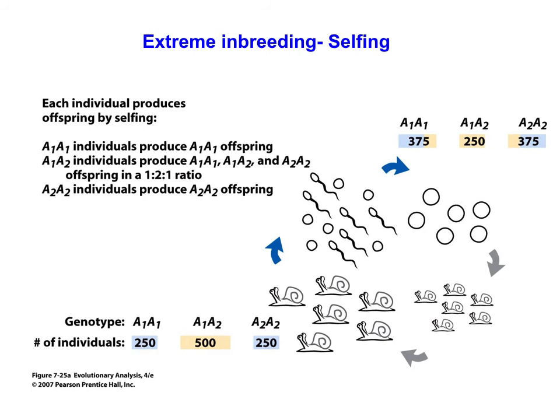A1 allele frequency is 50%, A2 allele frequency is 50%. If you look at the subsequent generation, the allele frequencies are the same. They're both 50%. But what you have changed is the composition of the genotypes. And that's what inbreeding does. Like some of the other things that we've talked about, it is a march to homozygosity, but it doesn't do anything to the allele frequency.